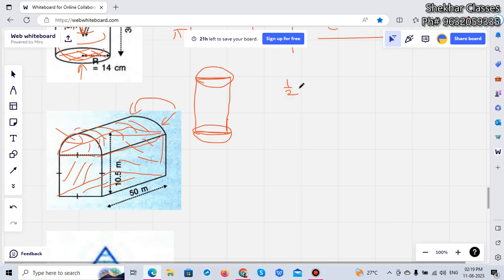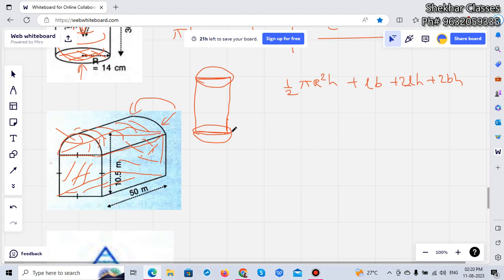What is that? Half pi r square h plus all the 5 surfaces, which is length into breadth, plus, if this is the length, this is the breadth, length into height 2 times for this side and the back side, then breadth into height 2 times for this side and the big side, and add them up, it will yield the total surface area.